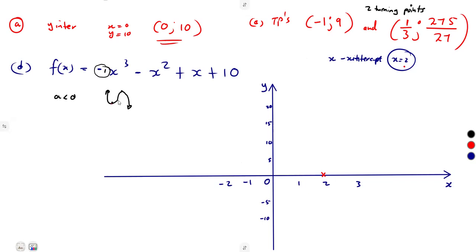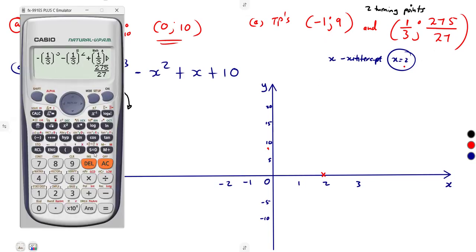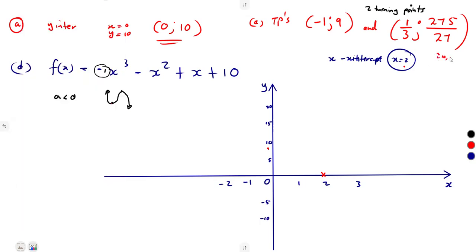Remember the shape. So what about the turning points now? The turning points, we've got one at -1 versus 9. 9 is actually just below what? Just below 10. And this one, 275 over 27 is the same as 10.19, approximately, something like that. So it is above 10, just a little bit above 10, the turning point.